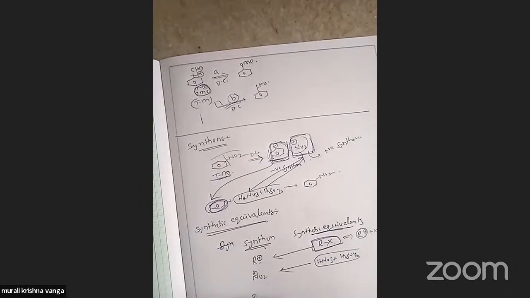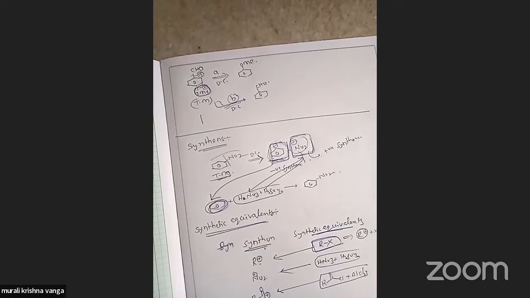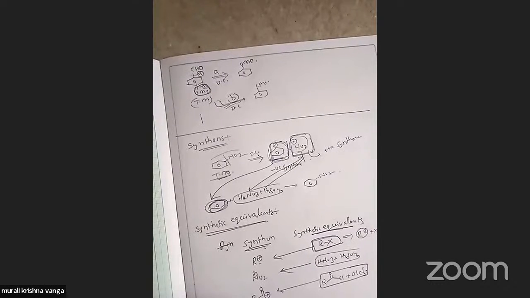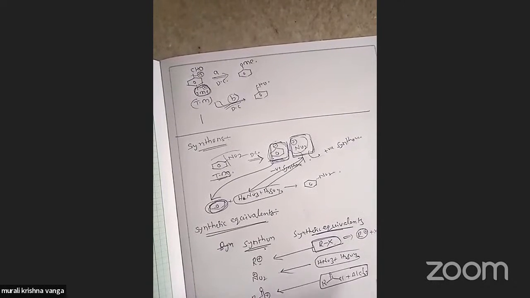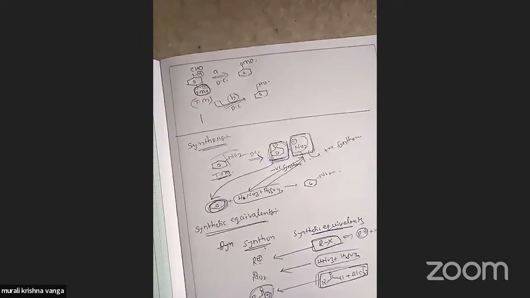Take the acyl carbocation. How is this acyl carbocation formed? When acyl chloride reacts with AlCl3, this mixture gives the acyl carbocation. Therefore, this is the synthetic equivalent. What does a synthetic equivalent mean? It is a substance which can generate the synthon and carry out the function of the synthon. Therefore, it is called the synthetic equivalent for the acyl carbocation.